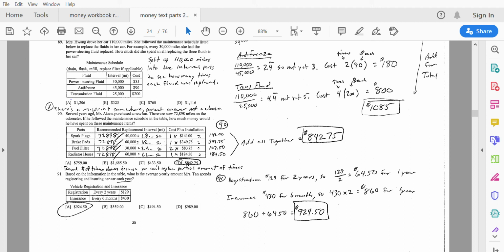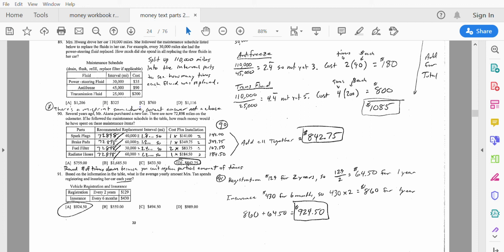except it's not dealing with maintenance fluids, it's other parts in your car. So again, we take the miles that he has, divide it by when they recommend changing it. So spark plugs, they say every 40,000 miles. So we divide his miles by 40, 1.8. So far, it's close to getting replaced again, but he hasn't had to do it a second time yet. So he's only had to replace those once so far. And since he's only had to do it one time, times 141 is $141.